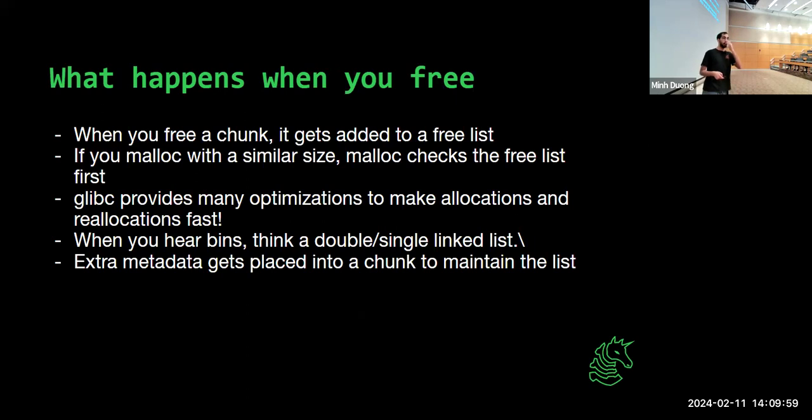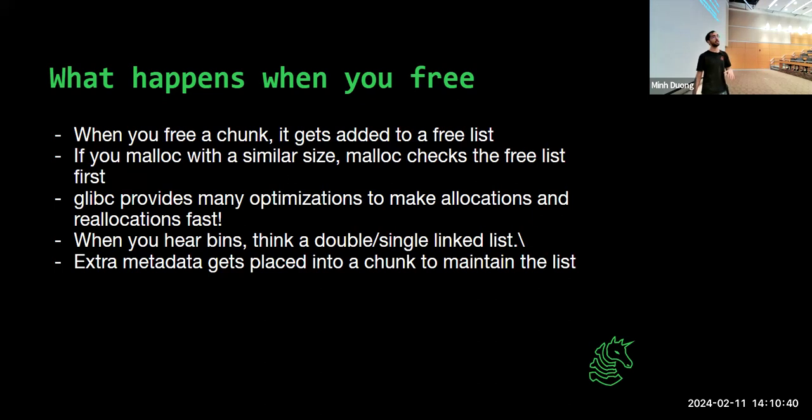So what happens when you call free on a chunk? Because this is kind of like the major aspect of why malloc is really complicated. So when you free a chunk, it gets added to some free lists, just like some data structure that keeps track of free chunks in the program. And because you don't necessarily free chunks in order, this is a secondary list on top of everything that's keeping track of all the available free chunks. So if you malloc with a similar size, it will retrieve it from the free list and just give you back that old allocation. And glibc has tons of optimizations to deal with this.